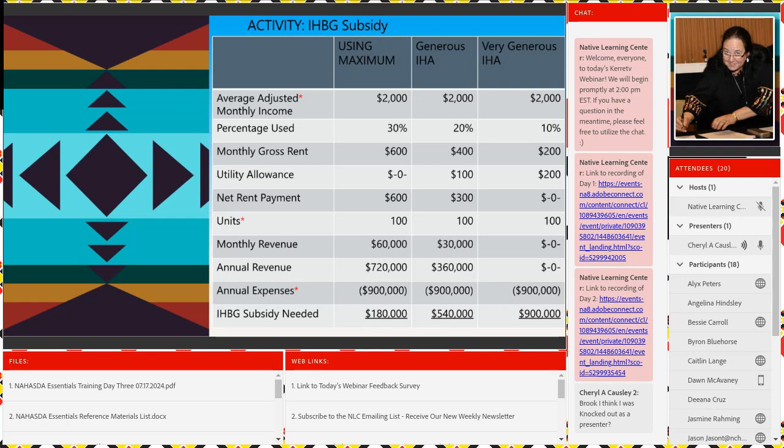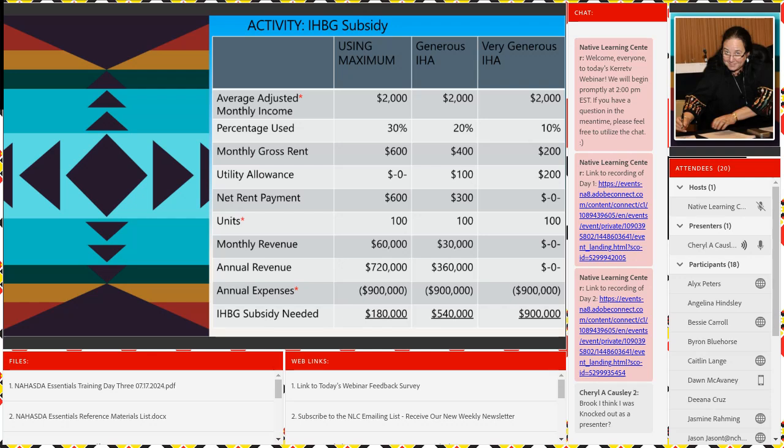The annual expenses to run a 100-unit project for the admin, utilities, all the things that the housing entity has to provide is $900,000 across the board. Regardless of what you do, it's $900,000, okay? So with that scenario, charging the most you could, 30%, no utility, you're still going to need $180,000 worth of that subsidy on a yearly basis to run those 100 units. And that's if you collected everything, which does not happen.